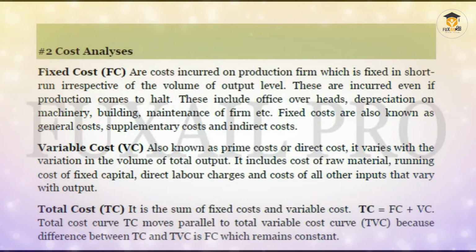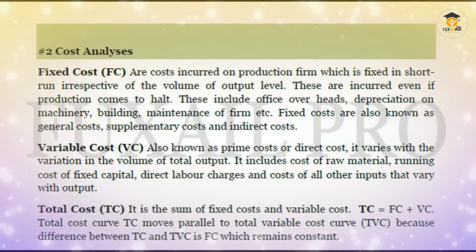Variable cost, VC, also known as prime costs or direct cost, varies with the variation in the volume of total output. It includes cost of raw material, running cost of fixed capital, direct labor charges and costs of all other inputs that vary with output. Total cost, TC, is the sum of fixed costs and variable cost. TC equals FC plus VC.